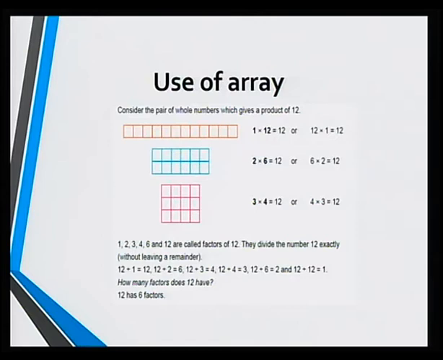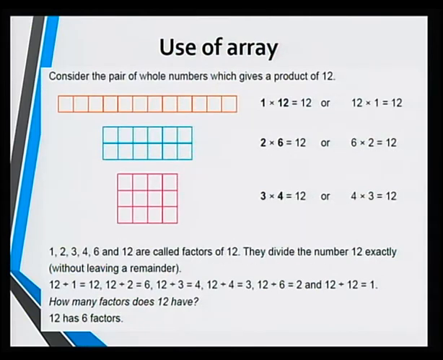Consider the array method. Let us see the pair of whole numbers which gives a product of 12. You can see that we can either have 1 times 12 small squares or 12 times 1, which gives us a product of 12. Similarly, we can have 2 by 6 small squares or 6 by 2 small squares to give a product of 12. Or even 4 small squares by 3 or 3 by 4, which gives us a product of 12. So we say that 1, 2, 3, 4, 6 and 12 are factors of 12.